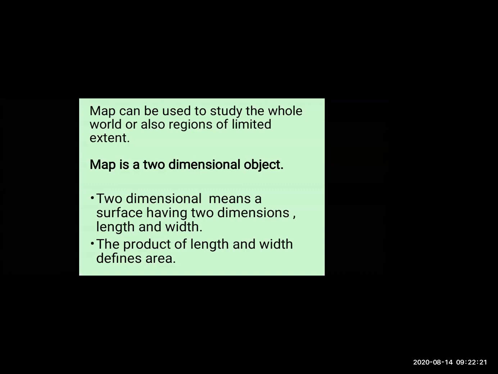Okay. The next important thing about a map is that a map is a two-dimensional object. What is a two-dimensional object? A two-dimensional object means a surface having 2 dimensions, that is length and width. I think you have studied length and width of an object in maths also. The product of length and width defines area. If we calculate the area of a two-dimensional object, we have to use the formula: area is equal to length times width.